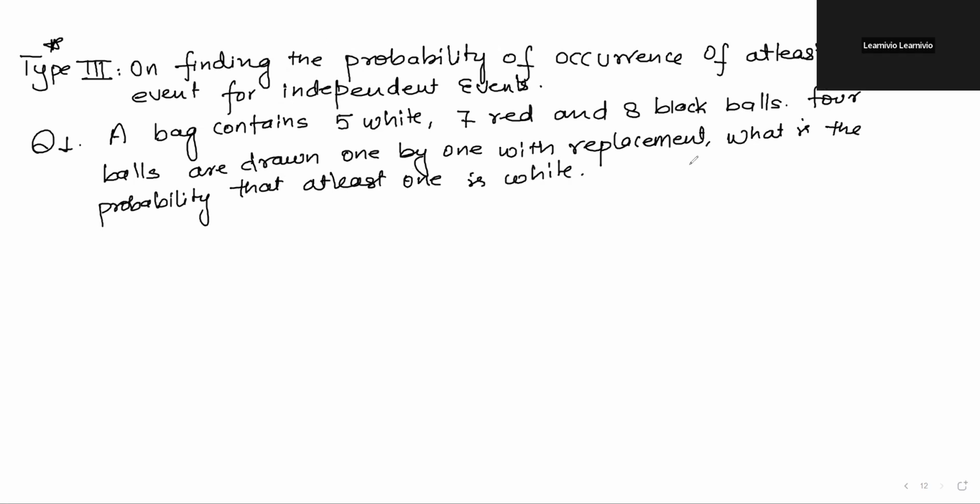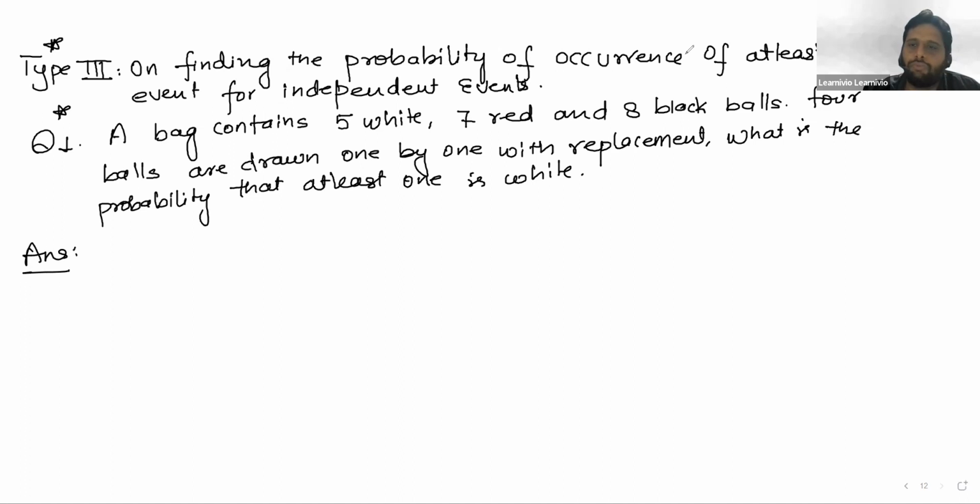Okay, this is a very, very good question. Even this type is very good. So always remember, note down this word: at least. In probability, whenever you get a question with at least, you have to use this method only. First of all, Nabil, what is meant by at least one is white? Minimum one should be white.